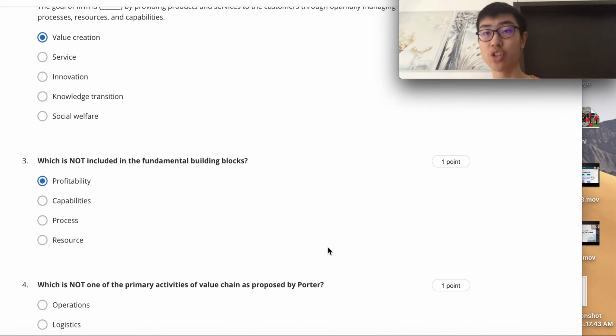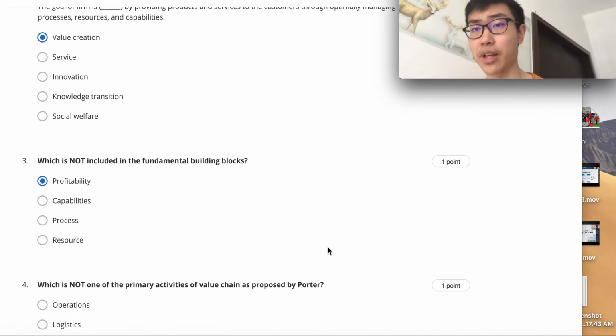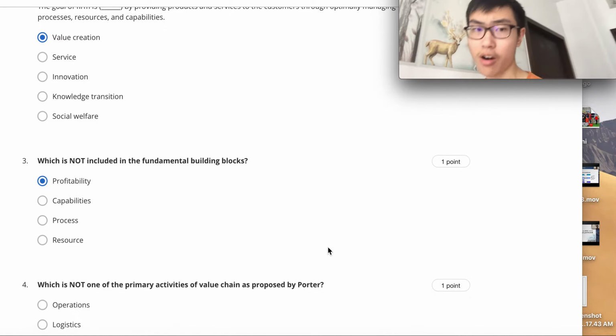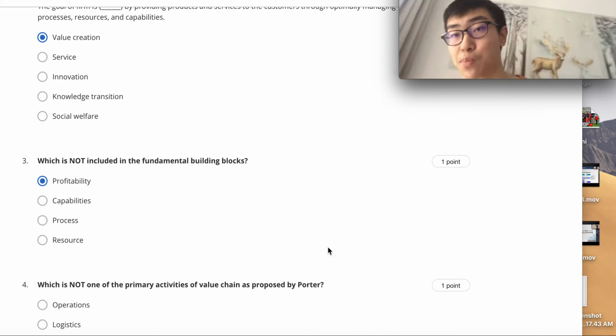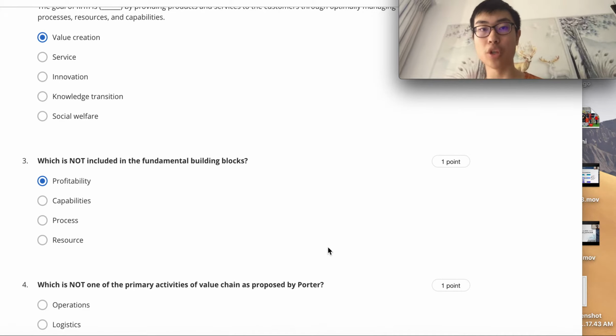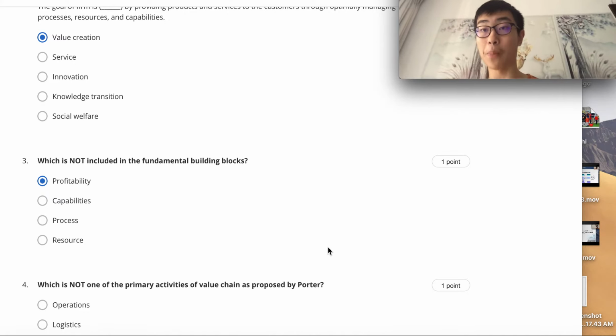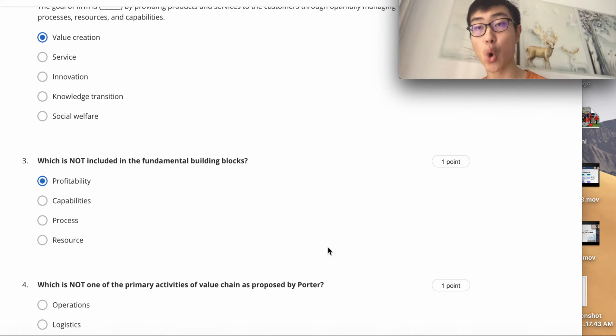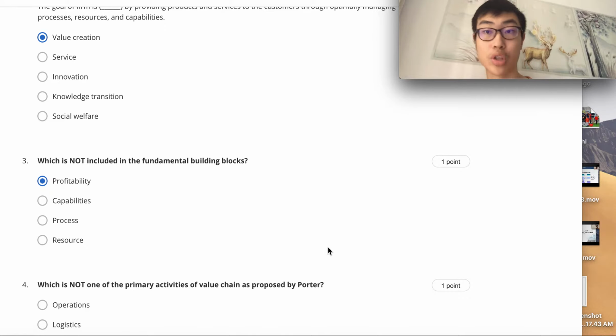The third question, which is not included in the fundamental blocks. So I mentioned before what included are capabilities, process, and resources, which are the 3 important overlapping fundamental building blocks of a supply chain. So profitability is not included. It is a goal of the business, but it is not a building block.